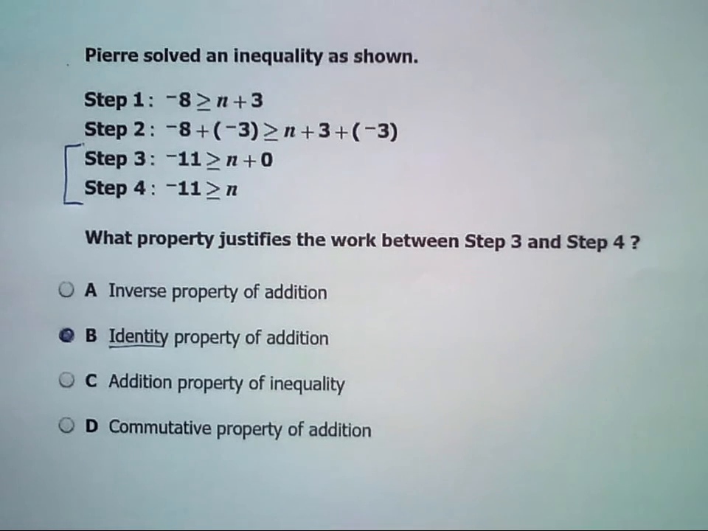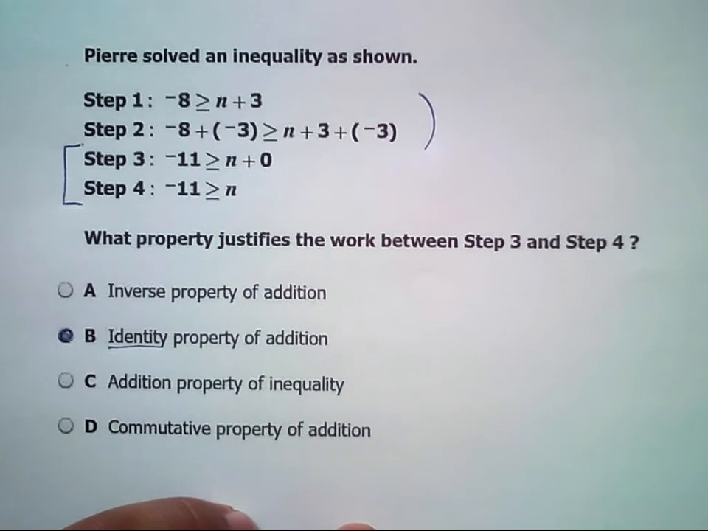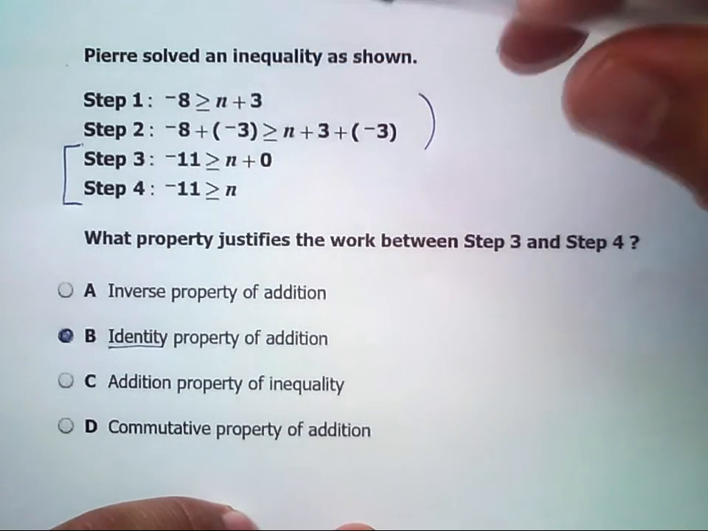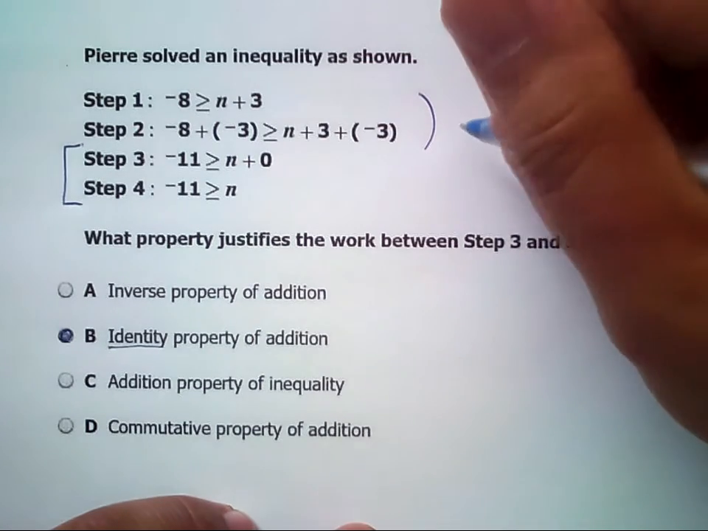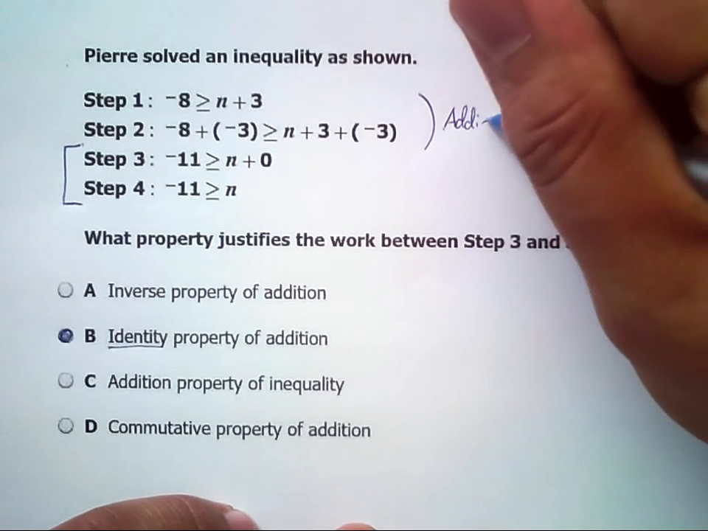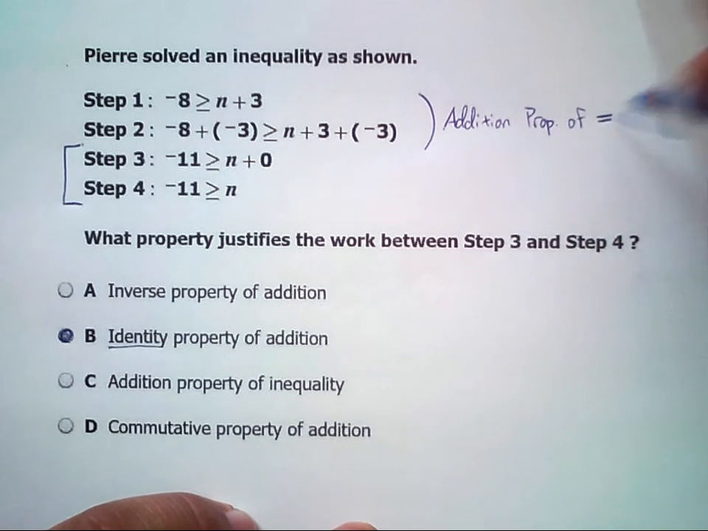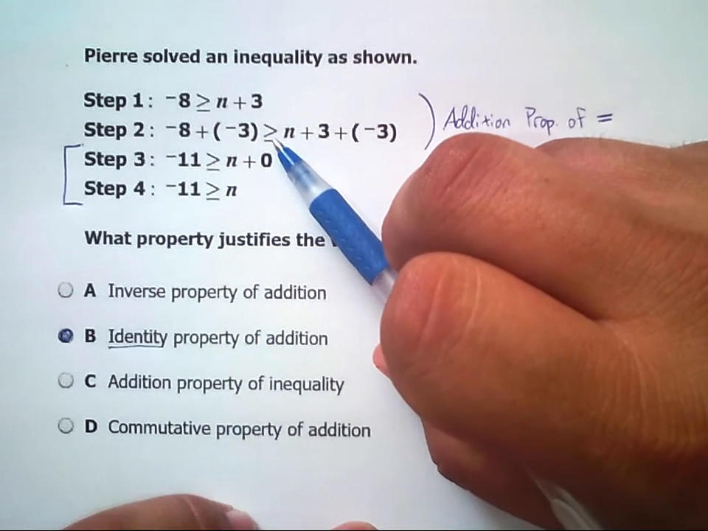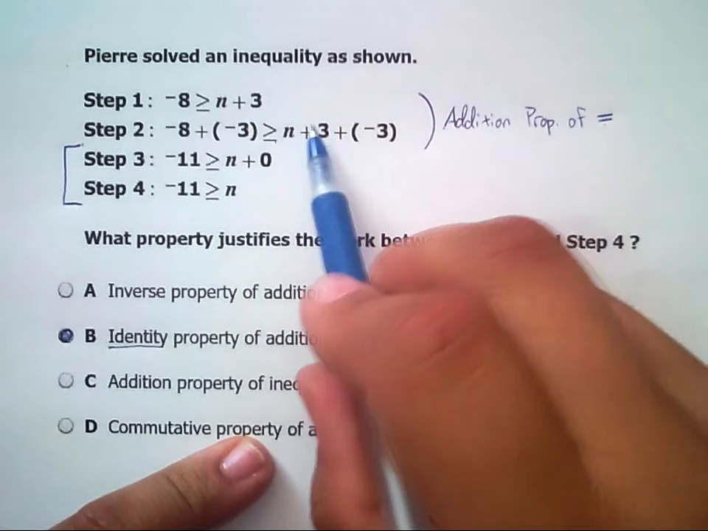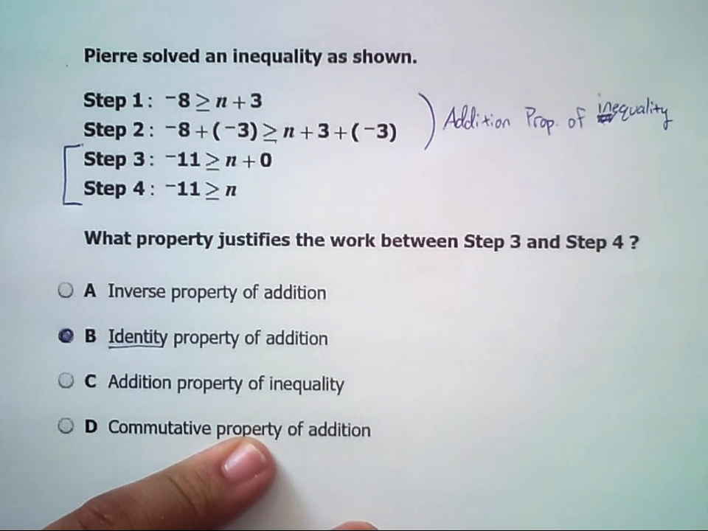But just for fun, I want to step through the other steps as well. When you go from step 1 to step 2, on both sides we added -3. Since we added to both sides, that would be the addition property of equality. Oh, wait, is it equality? No. You have to be careful with the phrasing of these sometimes. I should not have drawn an equal sign. I actually should have done an inequality. So we should call this the addition property of inequality.